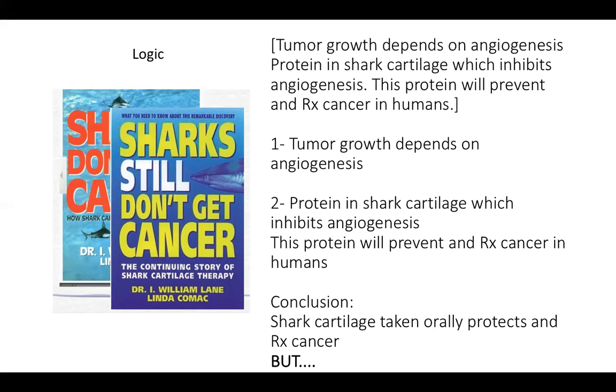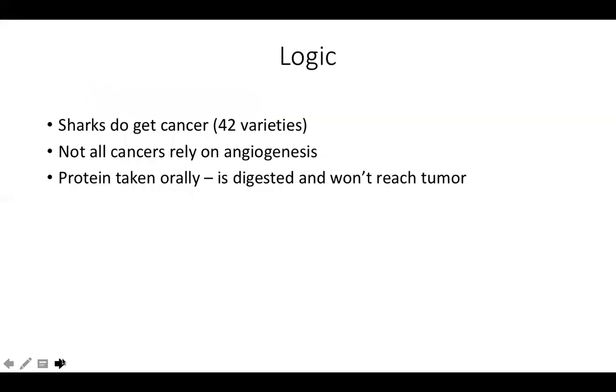So what are the premises in this claim? Premise number 1 is that tumor growth depends on angiogenesis. Number 2, a protein in shark cartilage, which inhibits angiogenesis, can be used to prevent untreated cancer. The conclusion from this claim is that shark cartilage taken orally protects against untreated cancer. However, are these premises true and is the conclusion valid?